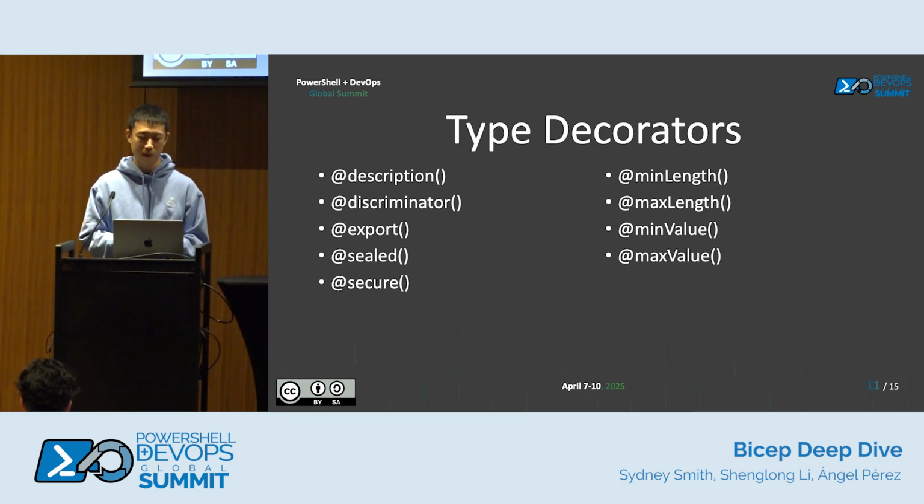And we also have other decorators such as min length and max length that can be applied to strings and arrays. Similarly, there's a min value and max value that can be used on numbers, or specifically integers. In a word, type decorators provide a way to enhance your types to make your template more robust and improve type safety.